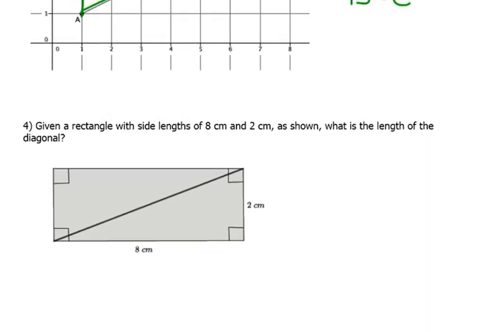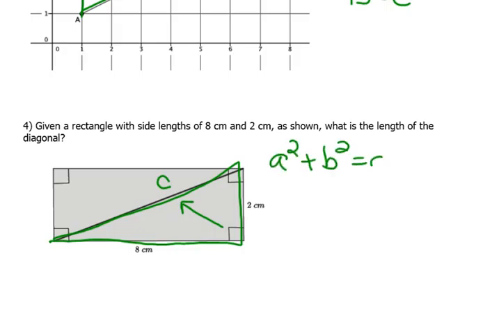All right, here's another example of a word problem. Given a rectangle with side lengths of 8 and 2 is shown, what is the length of the diagonal? Well, again, right here, I have a right triangle. Here's your right angle. I'm looking for the C. So this right triangle is found in lots and lots of different places, and it's used quite often in things like architecture and engineering.